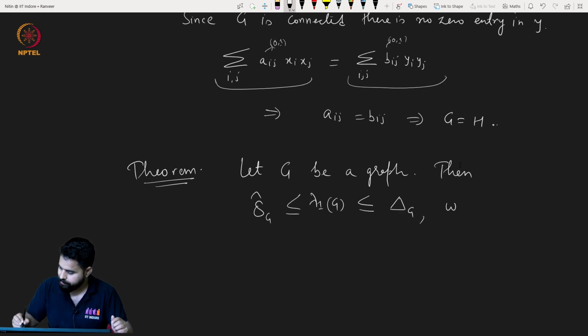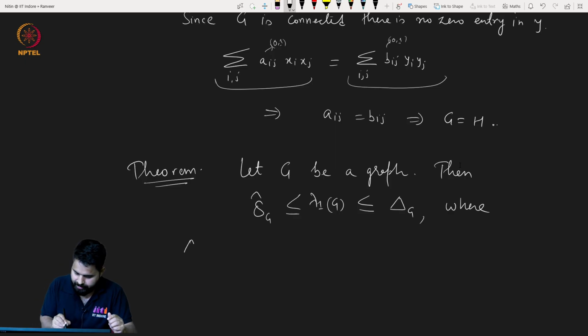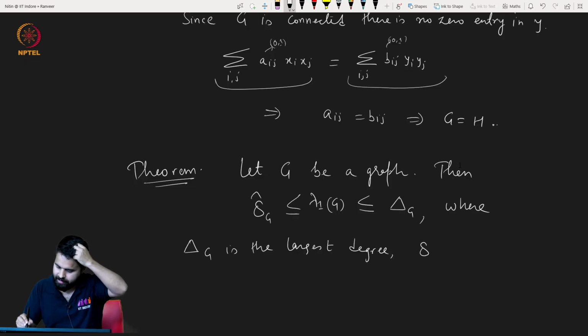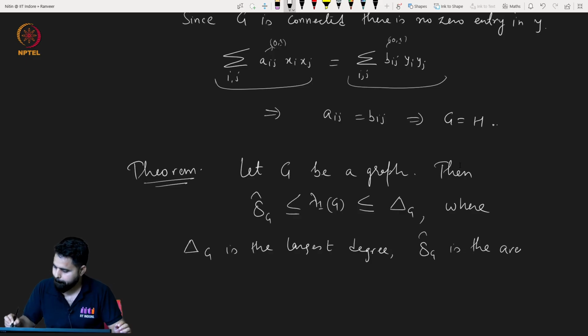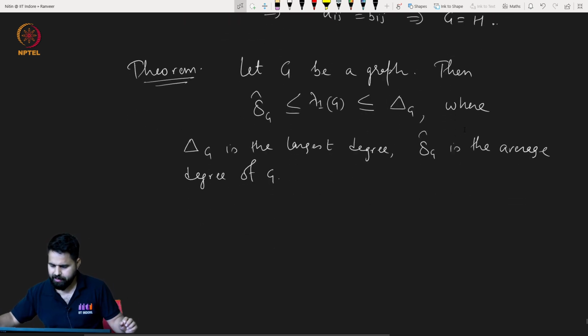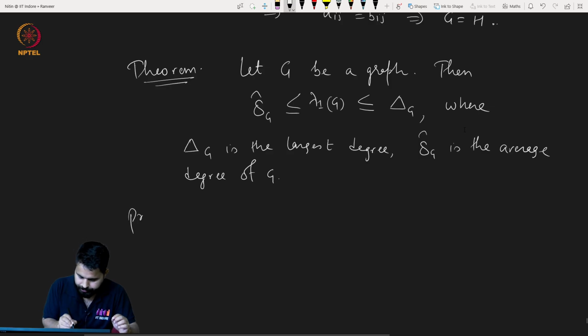Where Δ is the largest degree, comma, d-bar is the average degree of G. Okay, so let us prove this fact. Very simple one. Proof.